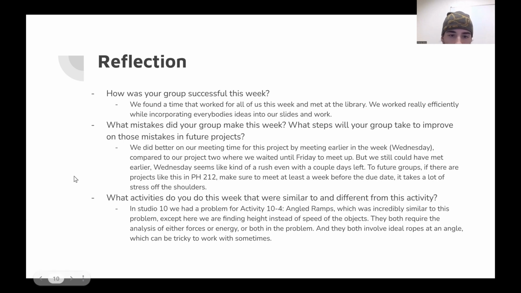And then what activities did you do from this week that were similar and different from this activity? And I said in Studio 10, we had a problem for activity 10.4, the angled ramps one with the 2 pulleys with the frictionless ramp with the 2 blocks on the side. It was really similar to this one. We had unknown angles, and the only difference was we had to find the speed instead of the height. And they both involve ideal ropes at an angle, which can be tricky to work with sometimes.